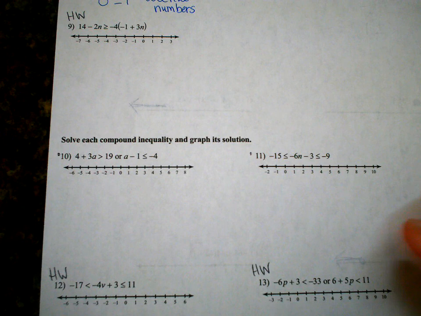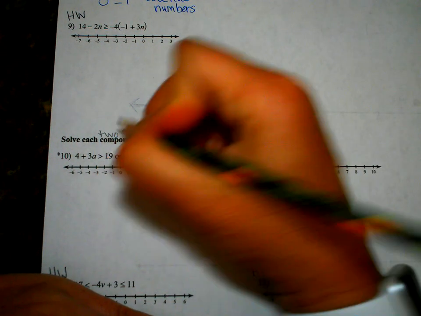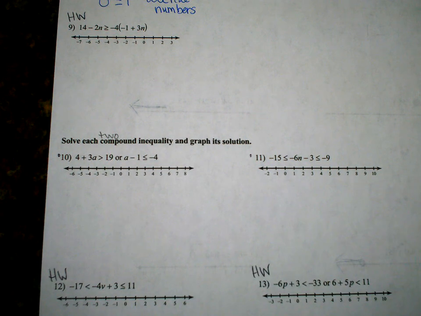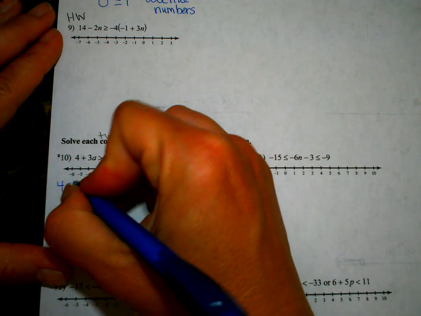Okay, 10. Compound inequality. 2 inequalities in 1. So this is an OR, which means that I'm going to have 2 separate sets of answers. I have a little song. I'll sing it for you at the end after I do number 10. So I have to solve these individually.